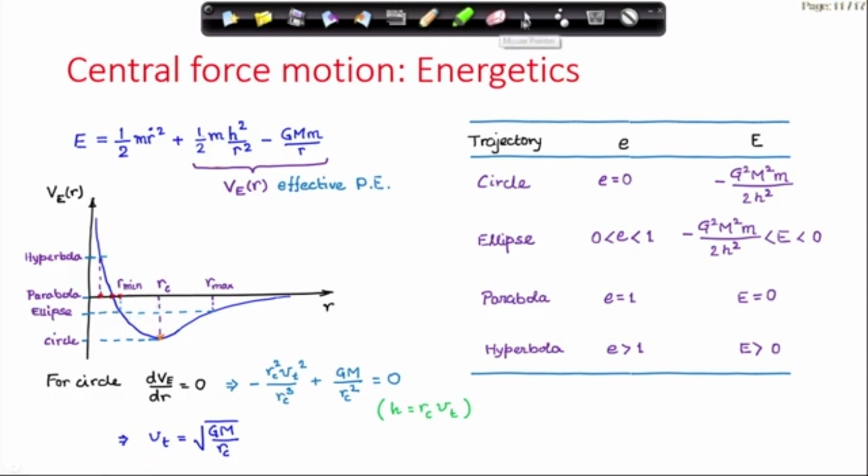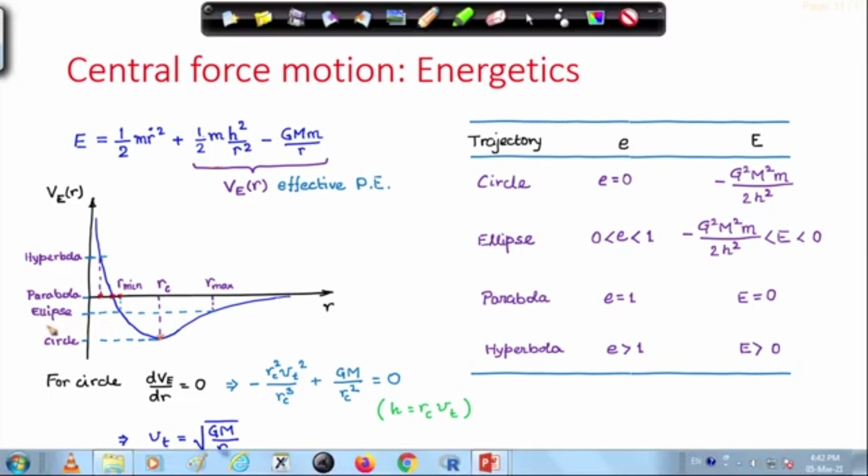Then, if it is an elliptic path, which is marked here, the r min and r max are shown here. At this level of effective potential energy, which is for the ellipse, wherever it cuts the effective potential energy curve, those 2 points on the x axis will give you r min and r max. Therefore, for that level of energy in this potential well, the particle will move between these 2 radii, r min and r max, and this is effectively the elliptic motion. So, the perigee and the apogee.